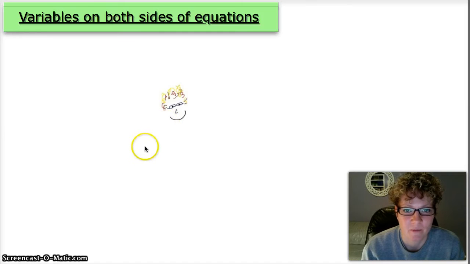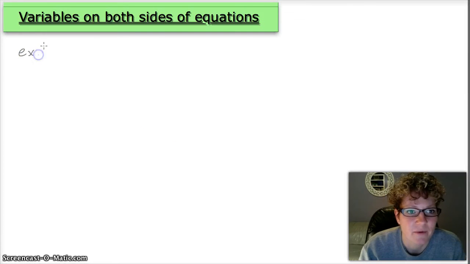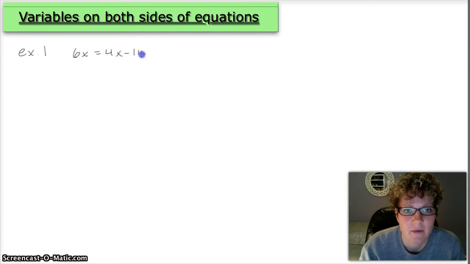There's my self-portrait for today. So we're going to go ahead and dive in with an example. Example number 1. So example number 1 is 6x equals 4x minus 10.